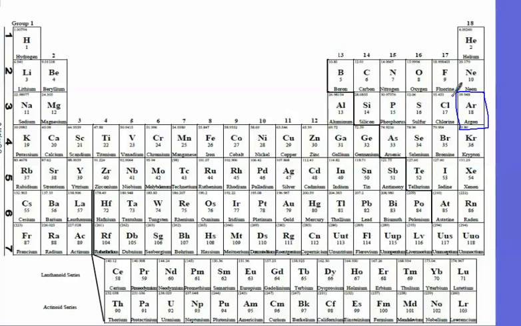It is a noble gas, as we already know, but we want the 8th electron in argon. So how do you figure out what the 8th electron is? Well, you really have to count.